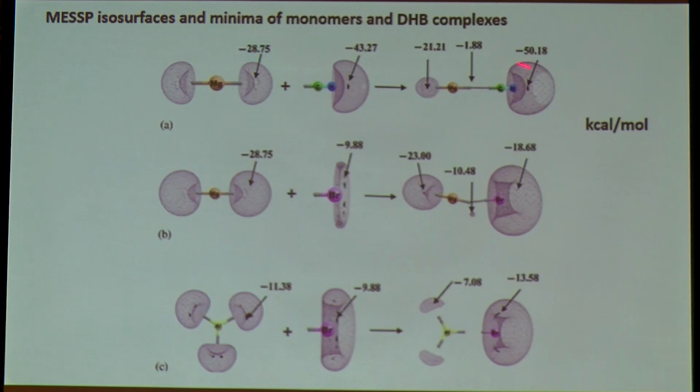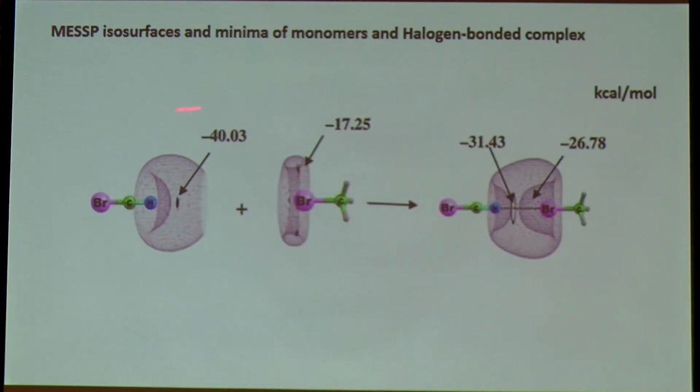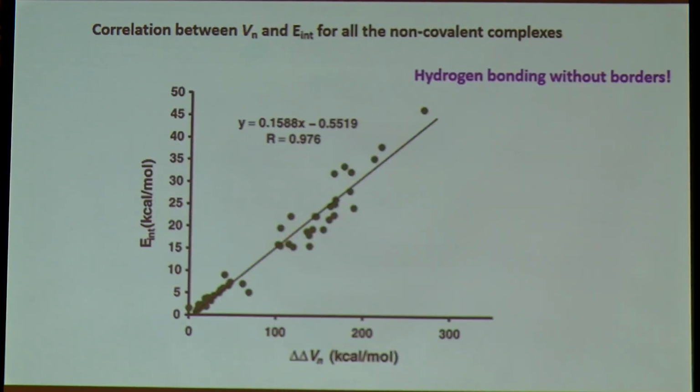Dihydrogen bonded complex means in this complex the electron rich hydrogen is interacting with the electron deficient hydrogen. So that is a dihydrogen bonded complex. So there is a change in the potential, and similarly there is an example for a halogen bonded complex. Minus 40 was the lone pair on the CN nitrogen, and this was the bromine lone pair region. Minus 17 is changed to minus 26, minus 31.4 in the halogen bonded complex. So there is a change in the donor atom, delta V change, and there is also a change in the acceptor atom.